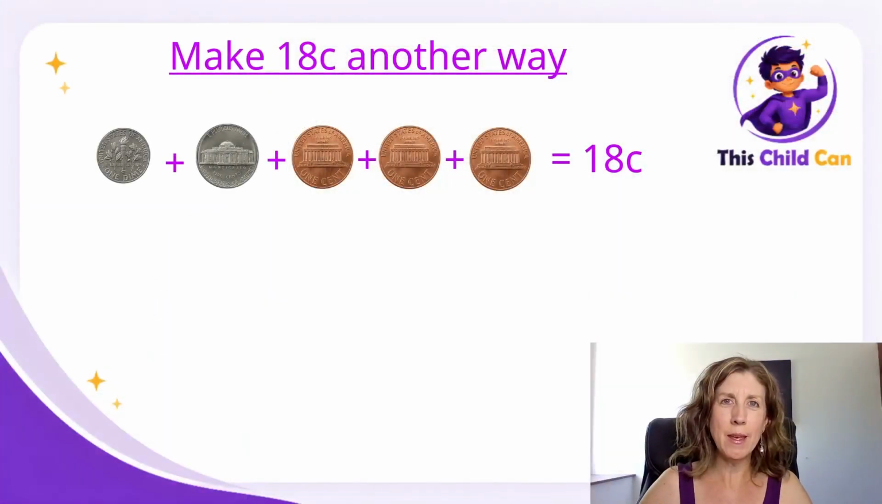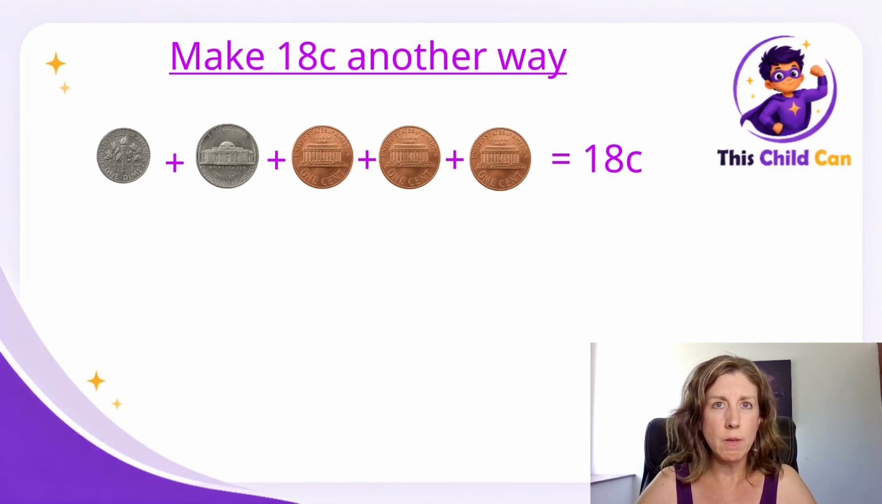Our most efficient way was a dime, a nickel, and 3 1-cent coins to make 18 cents. So now we want to look for one of those coins that can be swapped. Well, 1 dime is worth the same as 2 nickels, so we can replace the dime with 2 nickels.